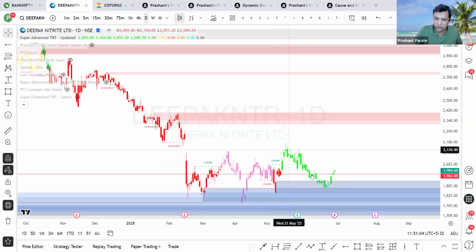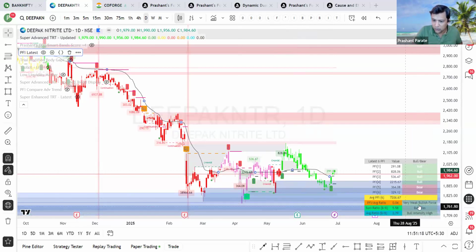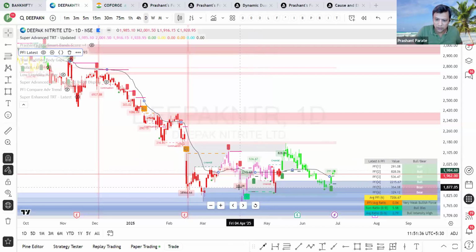This is first green retracement, which is a nice pullback. And if we check PFI, see, bull intensity is high, bull bias, strongly bullish bias, and very weak bearish force. Sorry, very weak bullish force. So this 291, it's not very strong, but it's okay. Okay, because there is no selling here, and this is fine. Overall, there is a bull bias and bull intensity is high. We can see high PFI candles, bullish side. PFI is lower on bearish side.